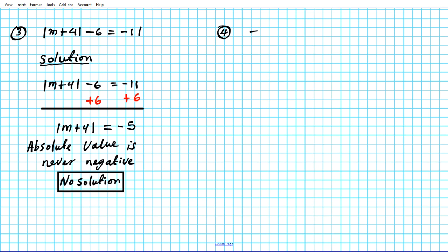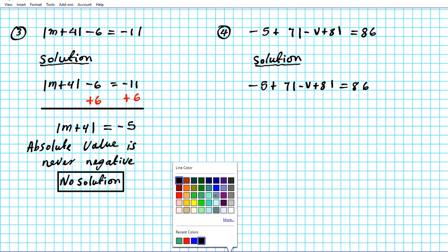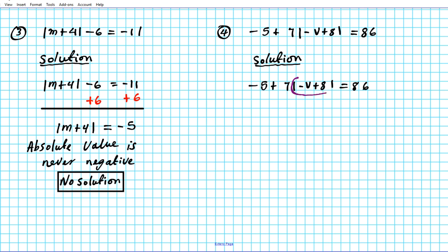What if we were to solve the equation negative 5 plus 7 times the absolute value of negative v plus 8 equals 86? Alright, let's go ahead and solve this. Now, let's rewrite the problem: negative 5 plus 7 times the absolute value of negative v plus 8 equals 86. Now, our first goal will be to isolate the absolute value quantity. To do that, we need this one gone first and then this one gone next, in that order.